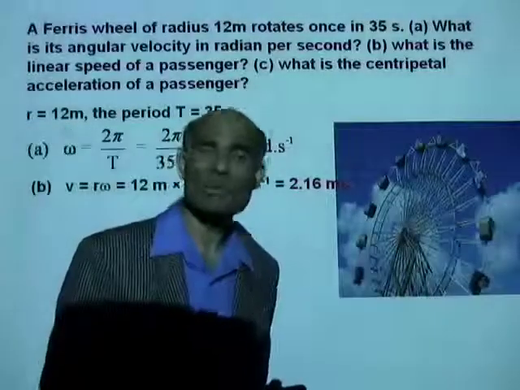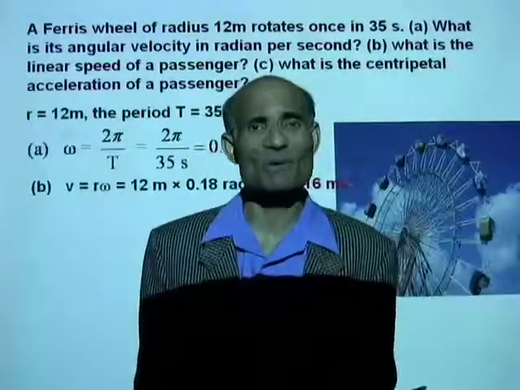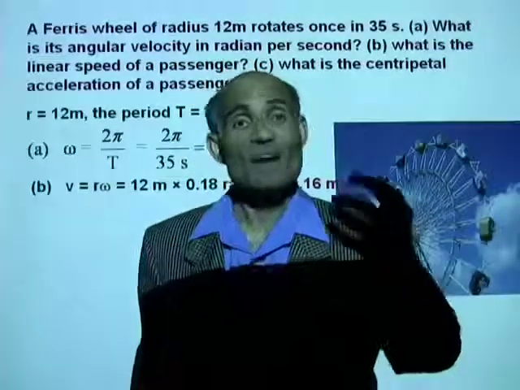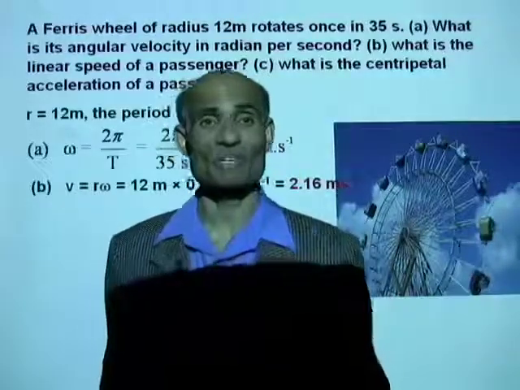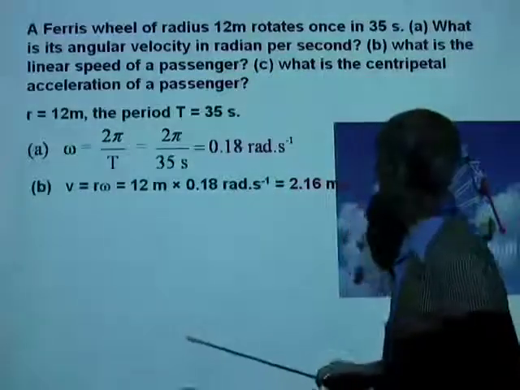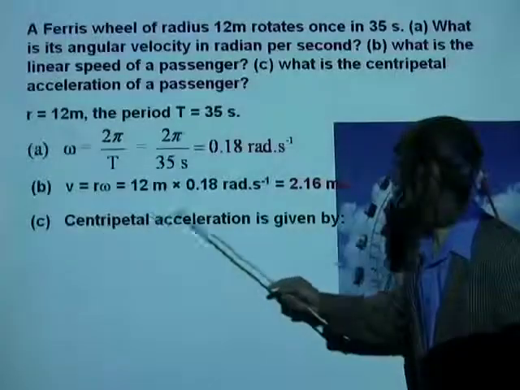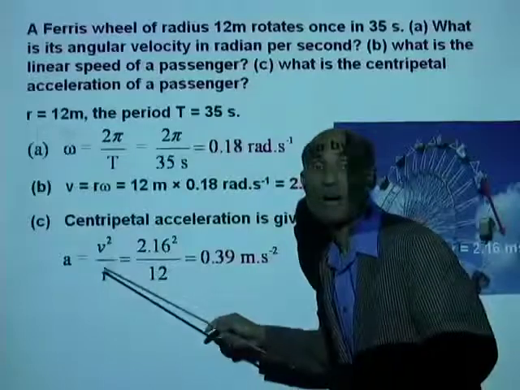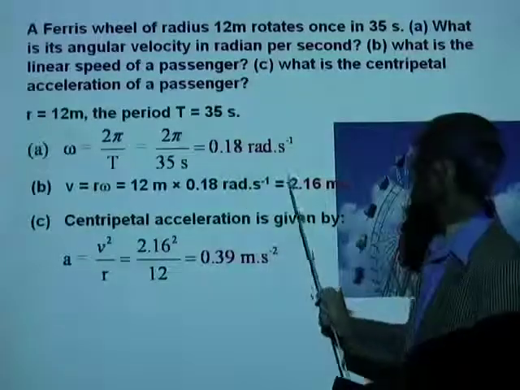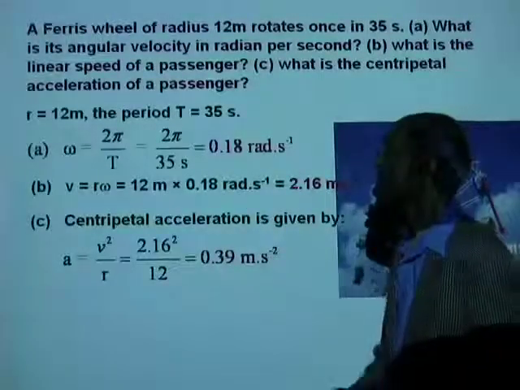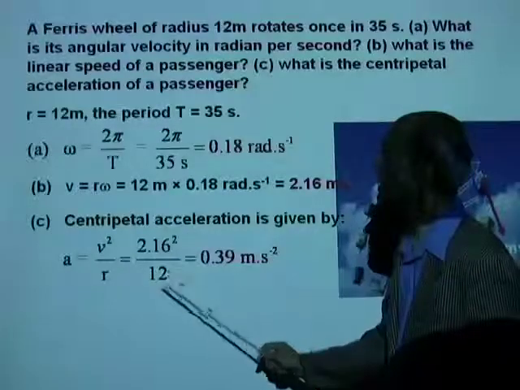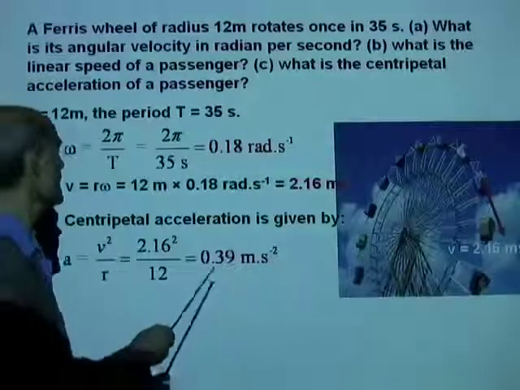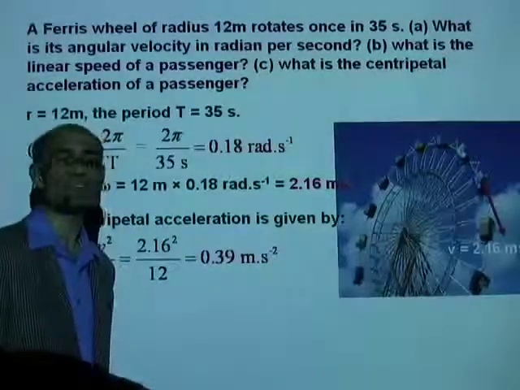And the next one, what is the centripetal acceleration? Do you remember the equation for centripetal acceleration? We have that equation using linear speed and also the angular velocity. Well, the centripetal acceleration is given by a equal to v squared over r. We just calculated v. That will be 2.16 squared over 12. That is 0.39 meter per second squared.